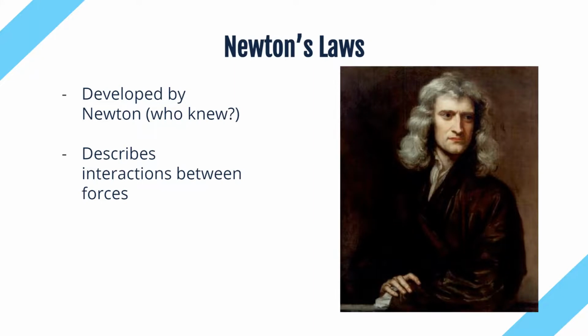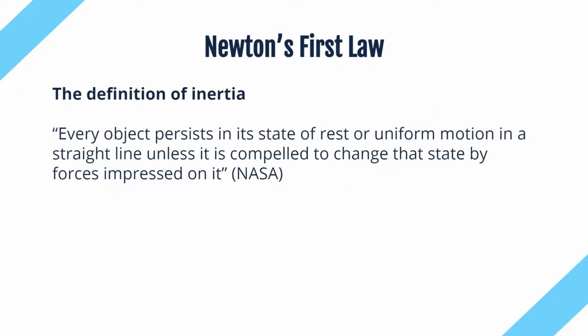Oh, 3 slides, sorry. So first, we have to talk about Newton's laws, because Newton was extremely brilliant, and he developed this set of laws. And what essentially they describe is how forces interact. And there are 3 basic ones. Let's start with the first one, which is the definition of inertia. So inertia, in this definition from the NASA website, is that every object persists in its state of rest or uniform motion in a straight line unless it is compelled to change that state by forces impressed onto it.